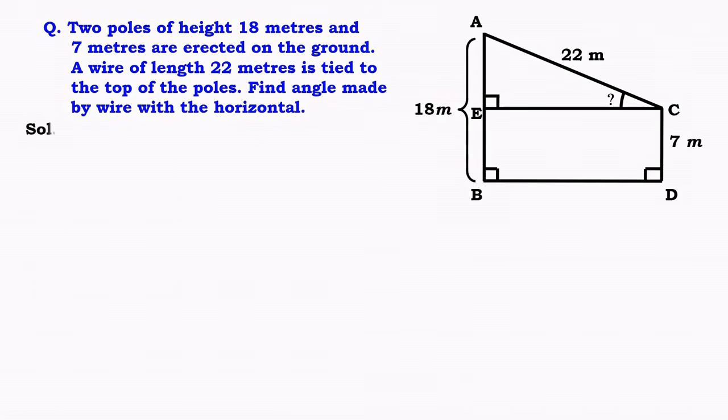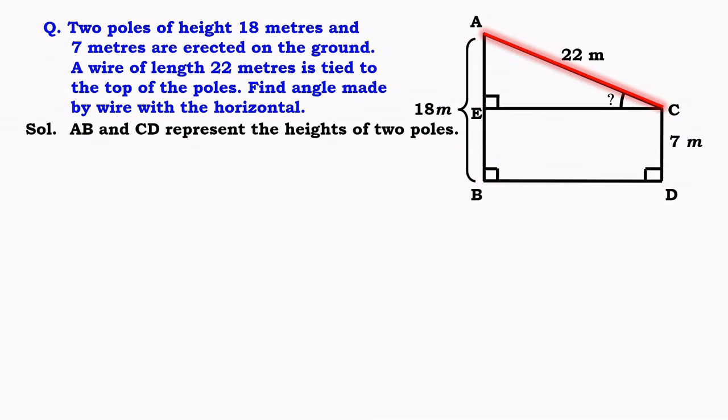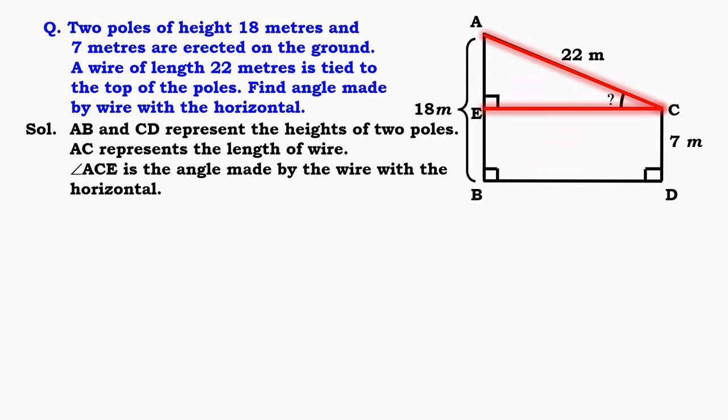Let us solve this question step by step. Two poles of height 18 meters and 7 meters are erected on the ground. A wire of length 22 meters is tied to the top of the poles. We have to find the angle made by the wire with the horizontal.